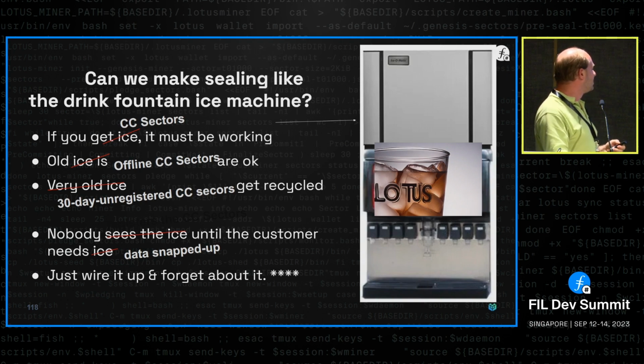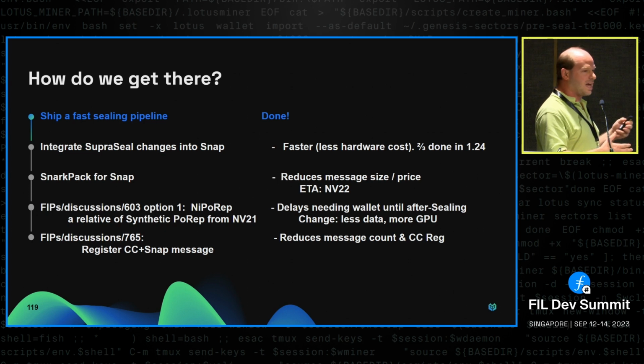So the idea is, how would we do this? Well, we have that fast sealing pipeline, but we've got a number of other things that have been floating around, some for a little while. And if we start lining them up, we start to see a picture. The super seal technology can help Snap if we choose to. There is a snark pack for Snap possibility. And there is non-interactive POREP. It's related to synthetic POREP, which is about to come out.